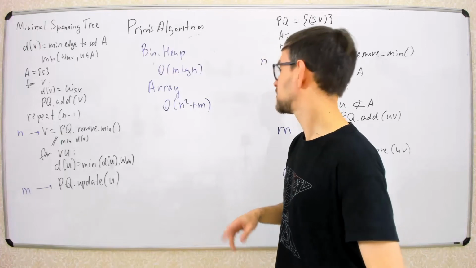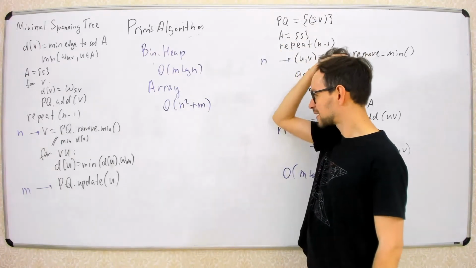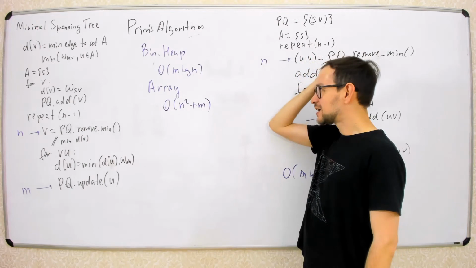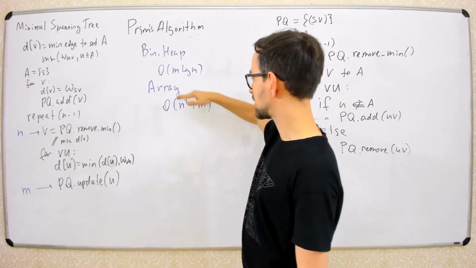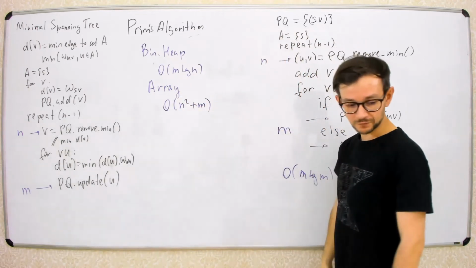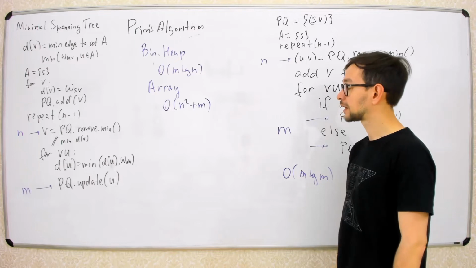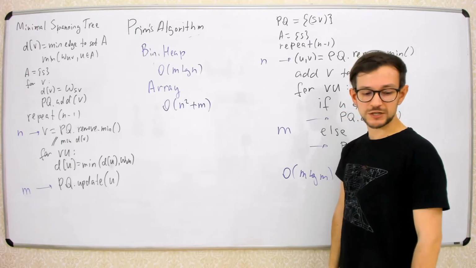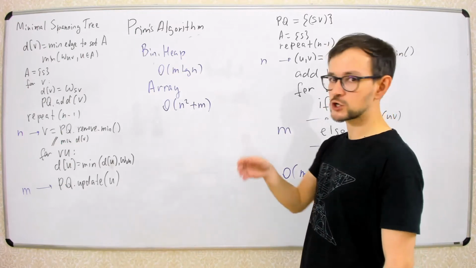Yes, we'll use Fibonacci heap in a moment. But let's just stop here for a second. So we have two possible implementations of this algorithm. One implementation works in m log n time, another works in n square plus m time. Which one is better? The answer is it actually depends on this ratio between n and m.